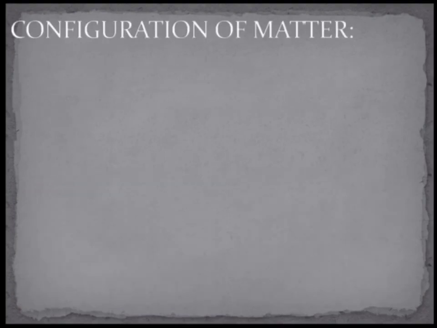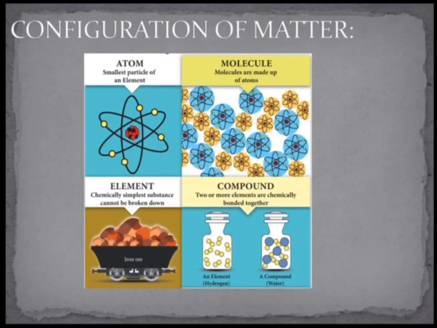And now we are going to see the configuration of matter. These are the basic concepts to know what is matter. The first one is atom. Atom is the smallest particle of an element. Molecule. Molecules are made of atoms. What is an element? The chemically simplest substance that cannot be broken down. Compound. Two or more elements chemically bonded together.